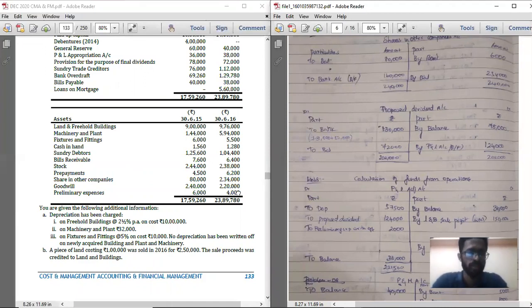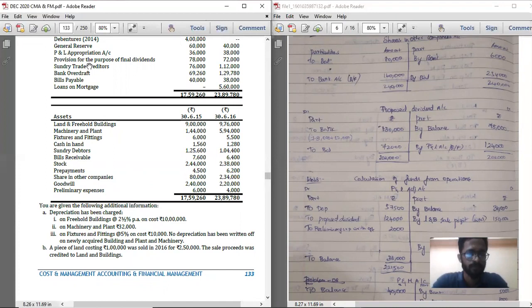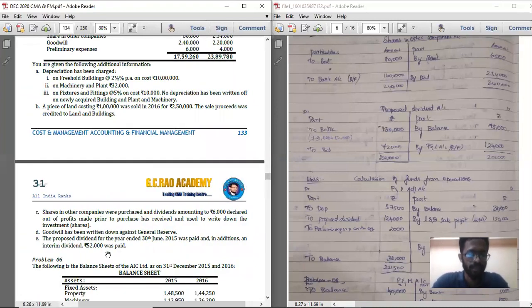So the last one is proposed dividend. Opening balance 78. This is a liability, so the opening balance should come on the credit side, and the closing balance on the debit side. The interim dividend which has been paid is 52, and the proposed dividend for the previous year is 78. 52 plus 78 is 1,30,000, so to bank 1,30,000.